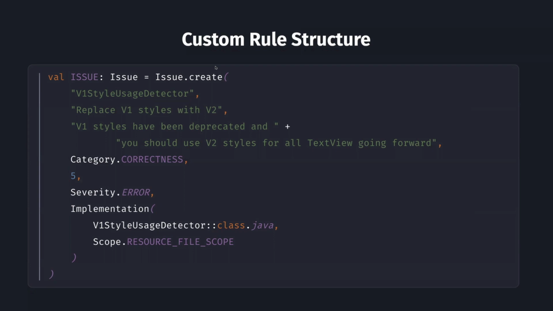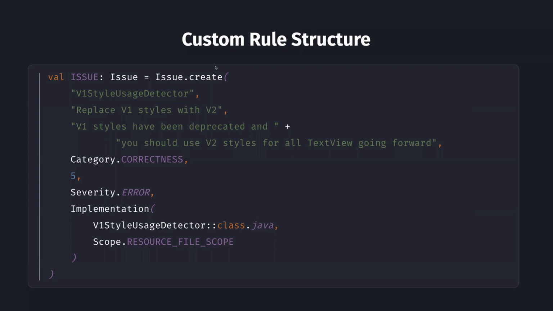The second parameter is a brief description of what the issue is. In this case, the issue finds a v1 style usage and tells you to replace with v2. So it's a short description which gives the developer an idea of what's happening. If you want to give more context, you use the third parameter, which is a detailed explanation. So in this case, you mentioned that the v1 styles have been deprecated and you should use v2 styles for all text views going forward.